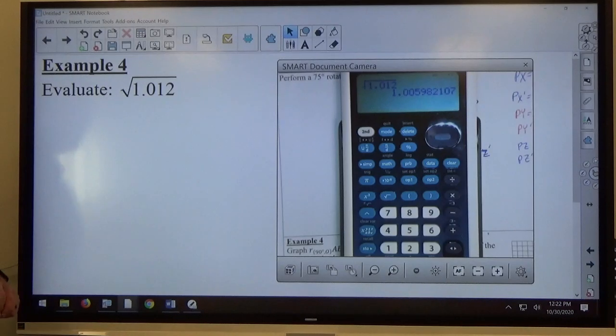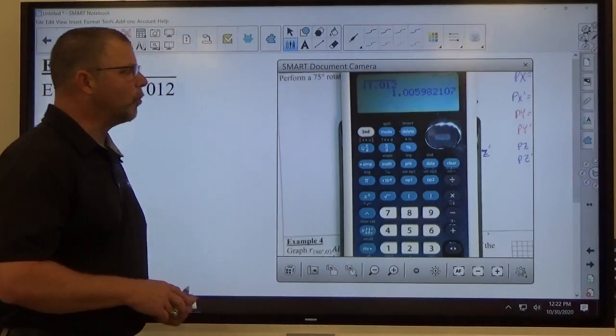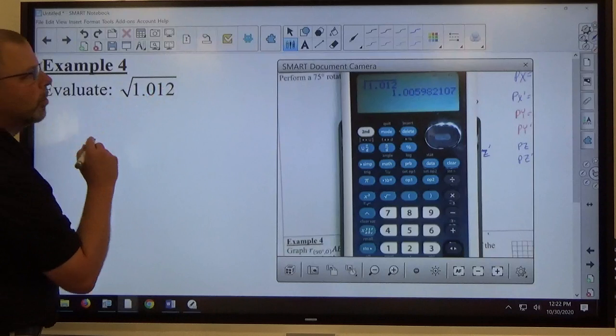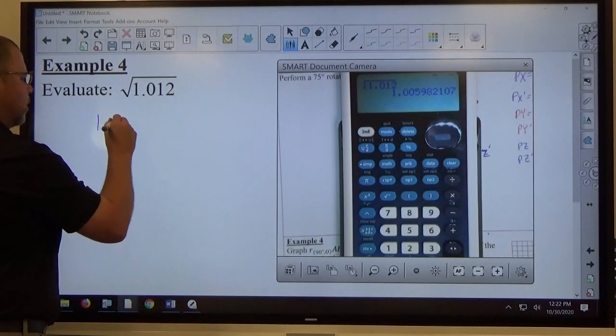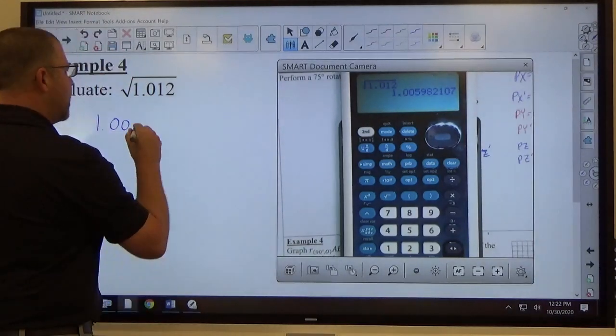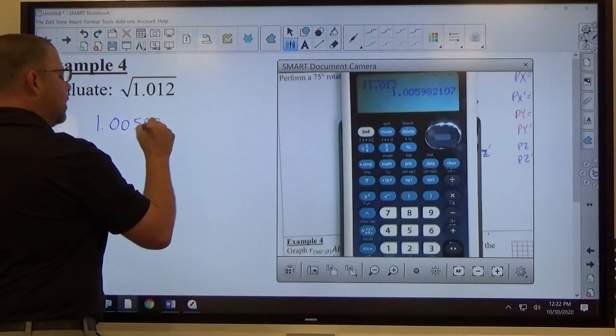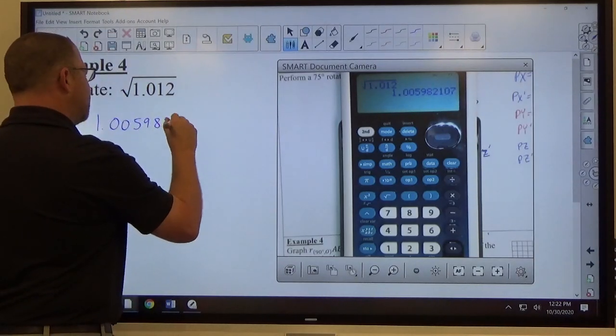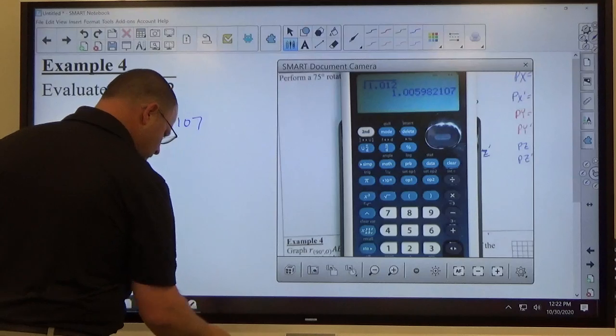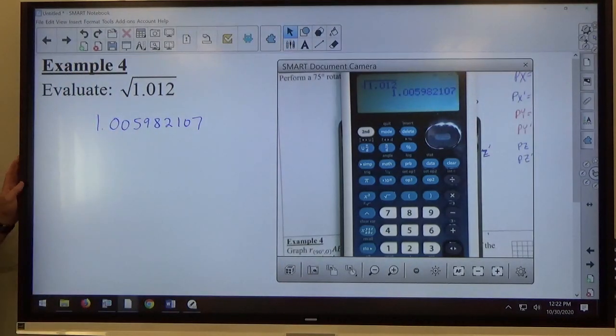Hit equals, enter, and it spits out the answer, which is 1.005982107. Let me just give you a standard idea for rounding. So I'm going to write down the whole thing real quick. 1.005982107.